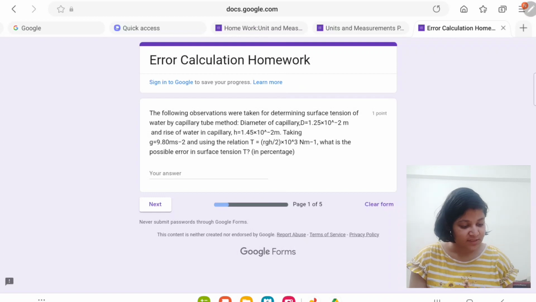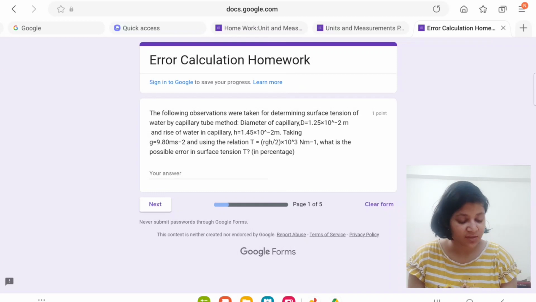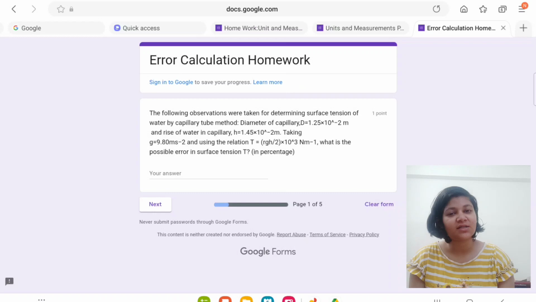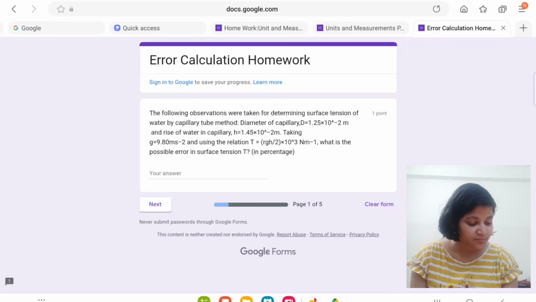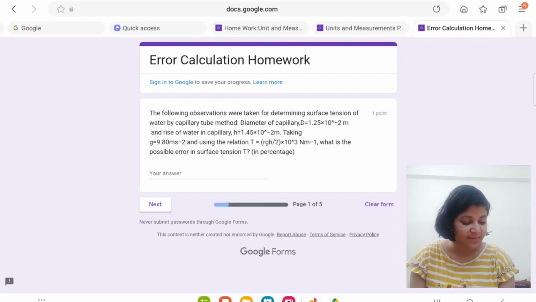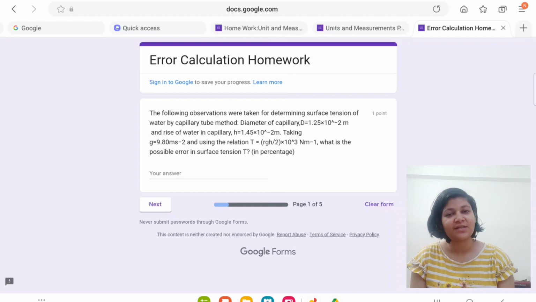Here they have given us the diameter of a capillary tube and the height of the rise of water in the capillary tube, and they want us to find out the error in the surface tension due to the rise in the capillary. Now here they have not given the error in the measurement of diameter and height, but they have given it indirectly in terms of decimal places, because if my data is of the order of 1.25, then the error can come in the last decimal digit. That means the error is of the order of 0.01.